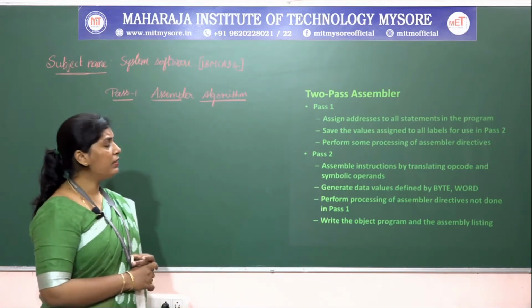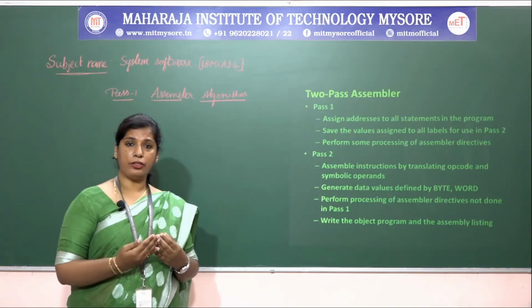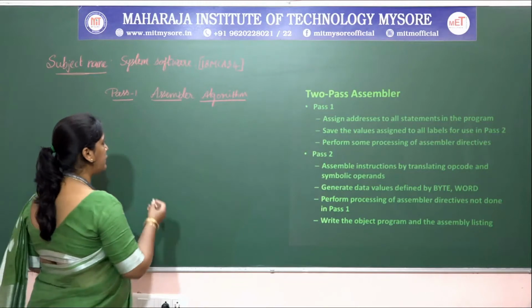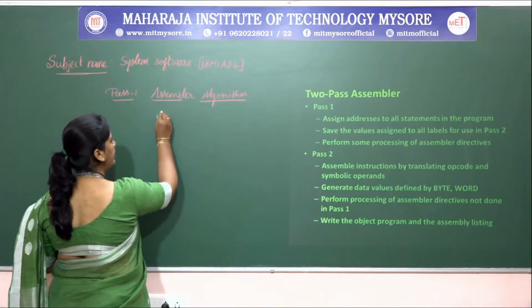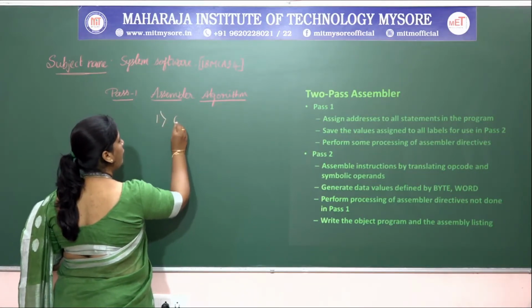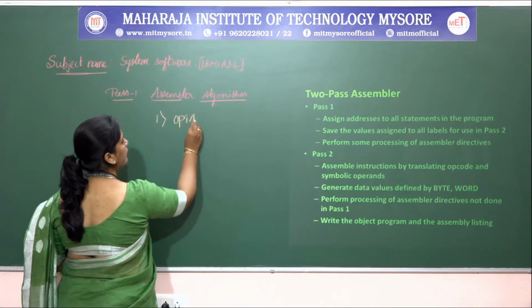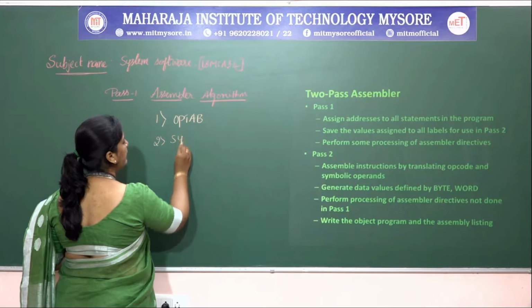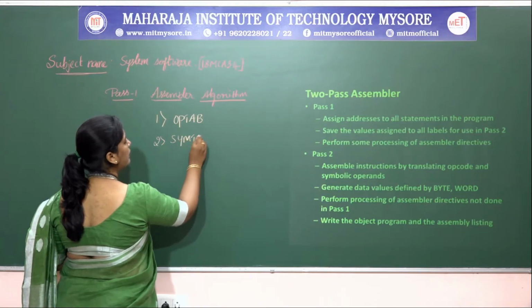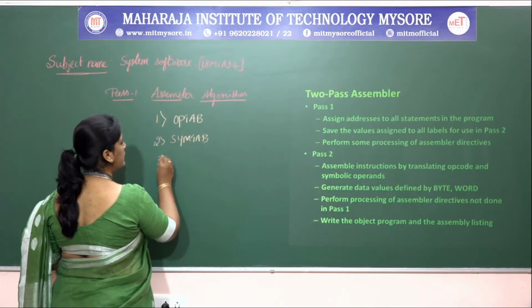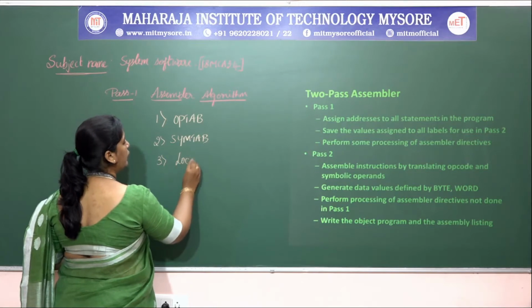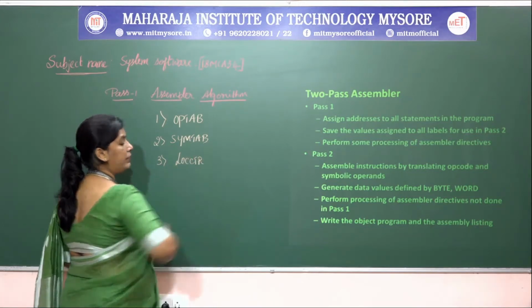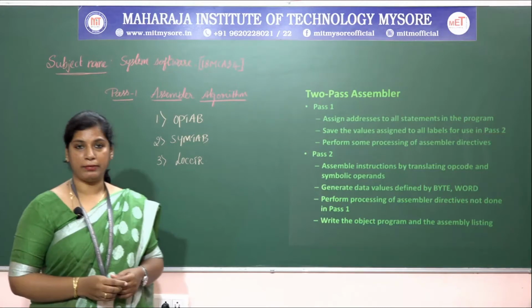During pass 1 there are three main data structures which we are using, and we have already discussed these. One is the opcode table, second one is the symbol table, and third one is the location counter. The location counter works in a similar way to the program counter.